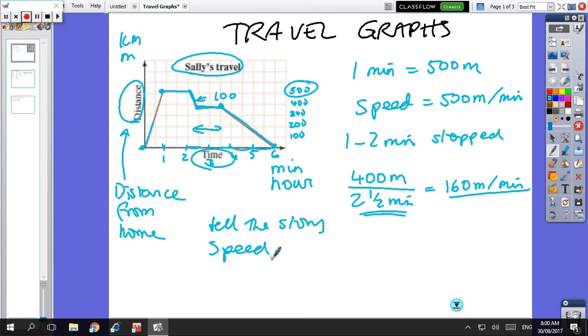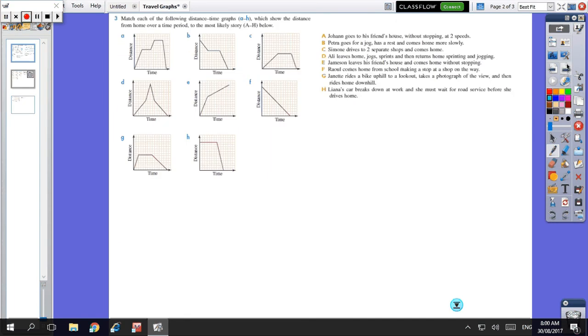Let's look at some specific questions. Come across when you're ready. I've got an example from a textbook, and you've got to try to match up these stories with these graphs. Again, these are all distances from home and time, and you don't have any scales. You're just trying to match a story with a graph. So I'll pause, and when you're ready, come back live.